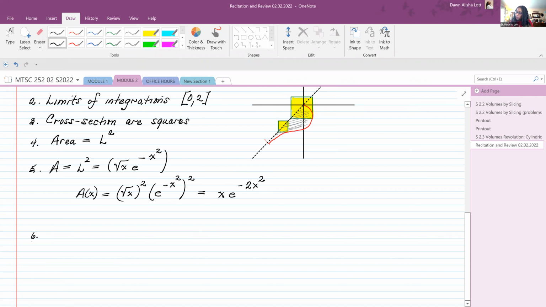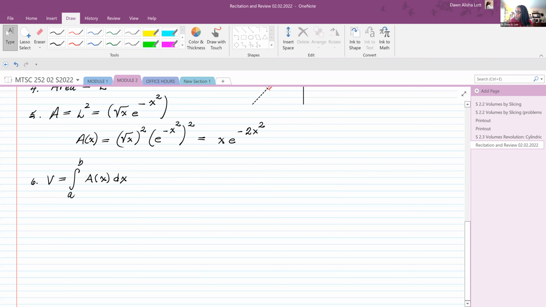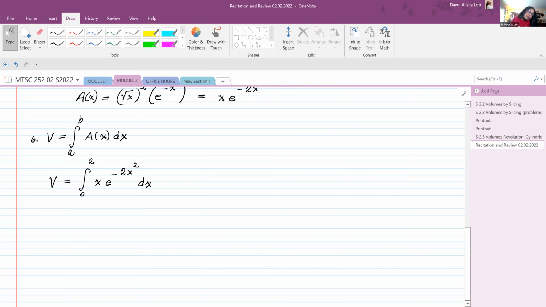So the last thing we need to do is, the volume is the integral from a to b of whatever my area is, dx. Okay, so that's not too hard. Our volume is the integral from 0 to 2 of x e to the negative 2x squared dx. Now I need some brave soul to jump out there and tell me how to integrate this.